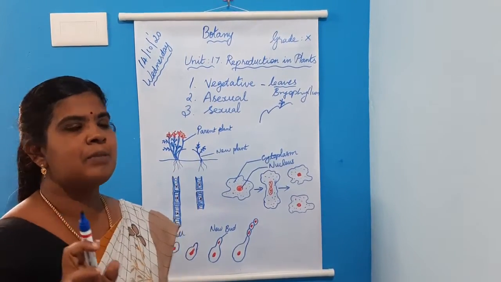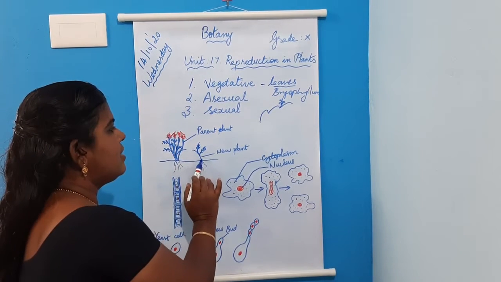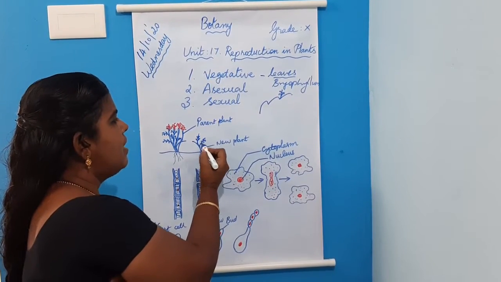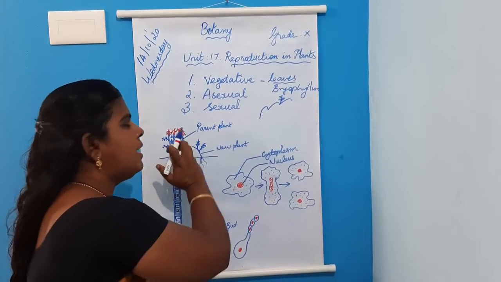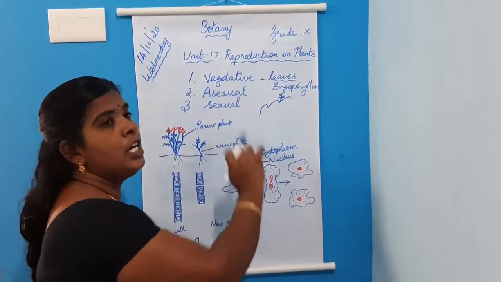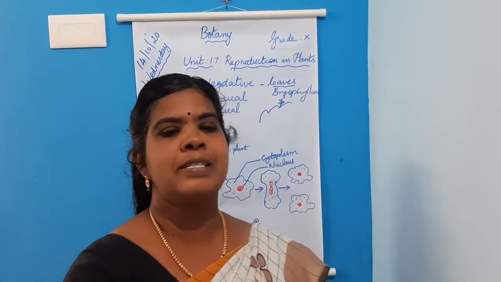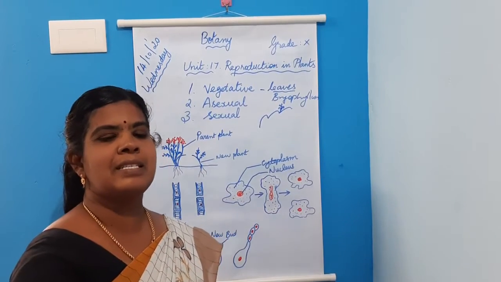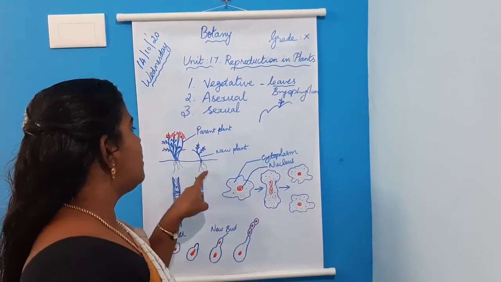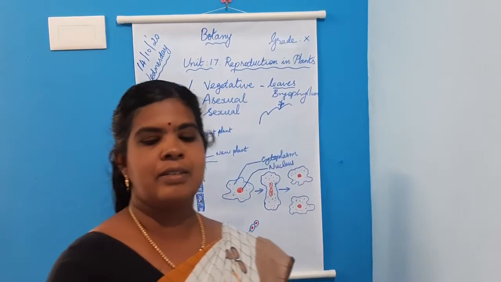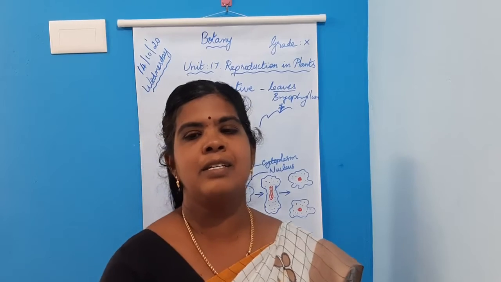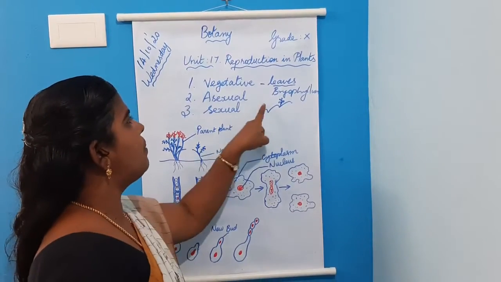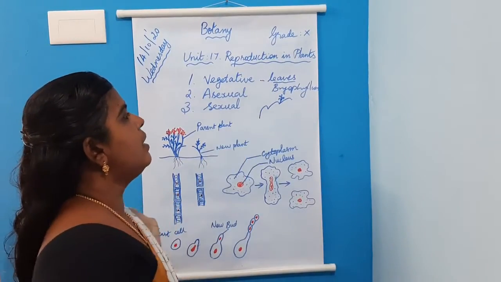So certain weak stemmed plants, the branches of the weak stem touch the soil, and it will produce adventitious roots and buds. When the connection with the parent plant is broken, it can develop into a new plant. So plants propagated through stem, example strawberry.